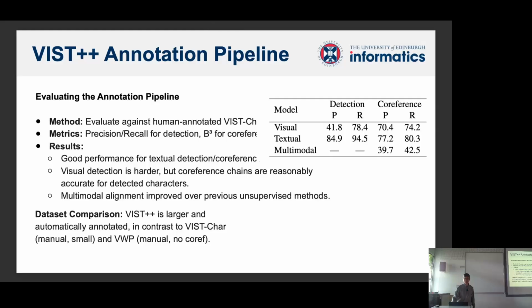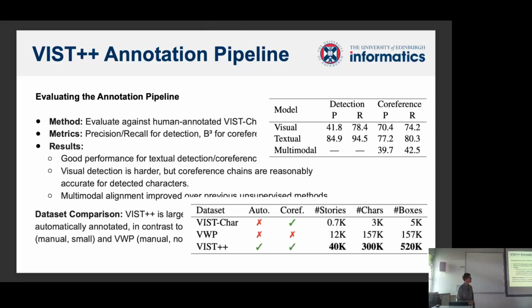And then one quick comparison. There's other data sets, of course. So here is a comparison to our small hand-annotated data set, which is only 700 stories. And the visual writing prompts data set, which is a larger data set that is out there. However, it doesn't contain coreference annotation. And it does contain bounding boxes, but only for the faces. And this is our new data set. So it's automatically annotated, contains full coreference, and is larger than the existing data sets.